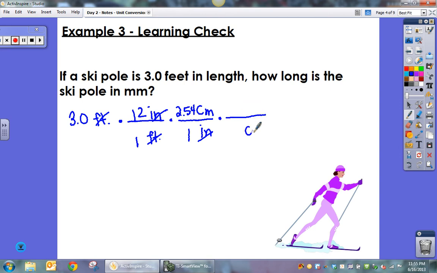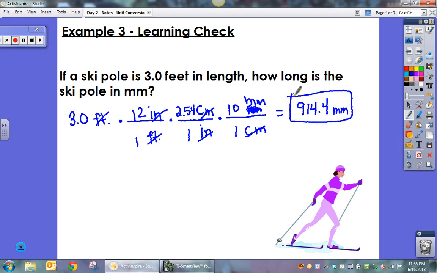And then I'm going to go from centimeters to millimeters because I know that there are 10 millimeters in every centimeter. Again, I'm going to multiply my numerators together, and I get 914.4 millimeters. And again, if I multiply my denominators together, I'd get 1. So if a ski pole is 3 feet long, I could also express that and say it's 914.4 millimeters long, and that's the same length.